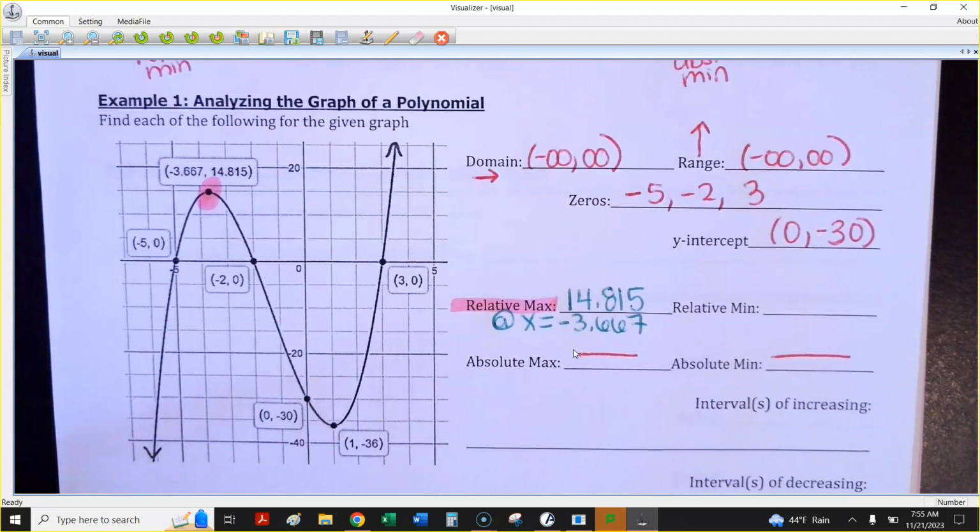Okay, where would I have my relative minimum on this graph? Because it also has a relative minimum. It's asleep, tell me.